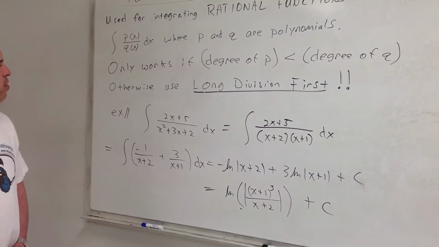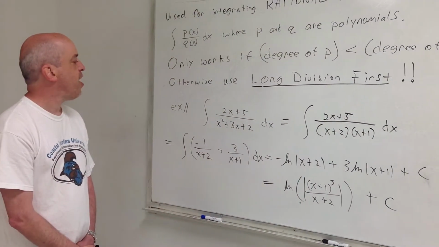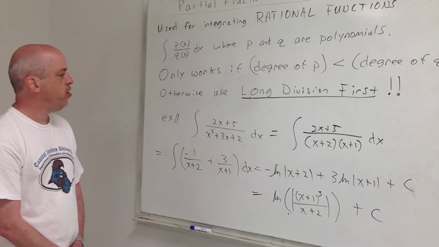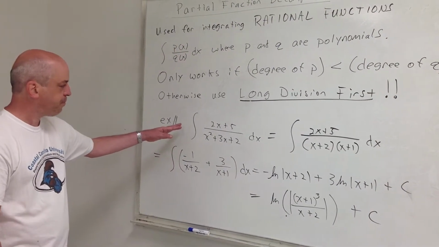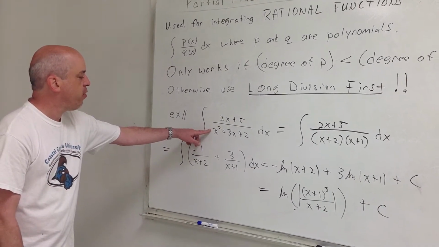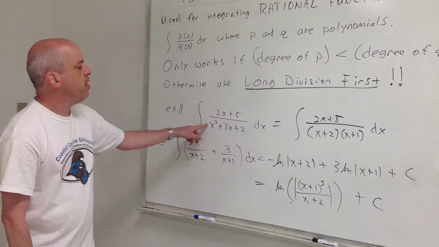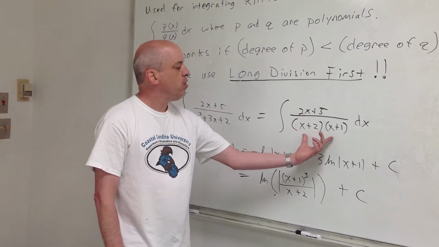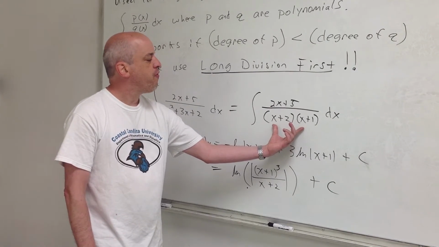Okay, this is the third video on integrating rational functions by partial fraction decomposition. In the last video, I showed you how to solve this particular problem. And what's going to be different about the one we're going to do now is the way that the denominator factors. On this one, we have what are called distinct linear factors.